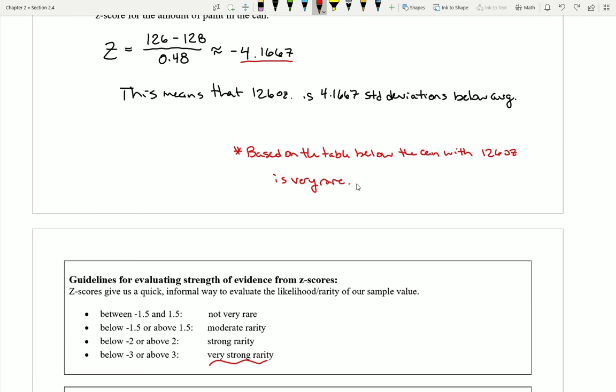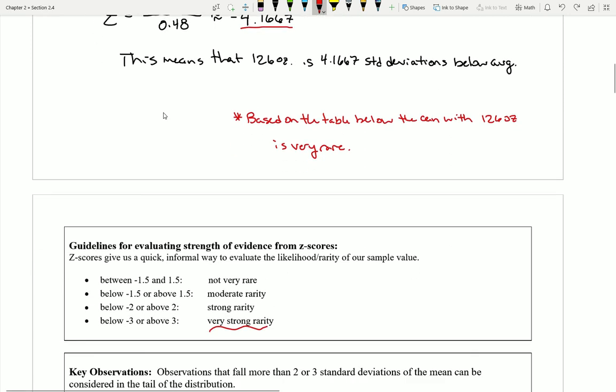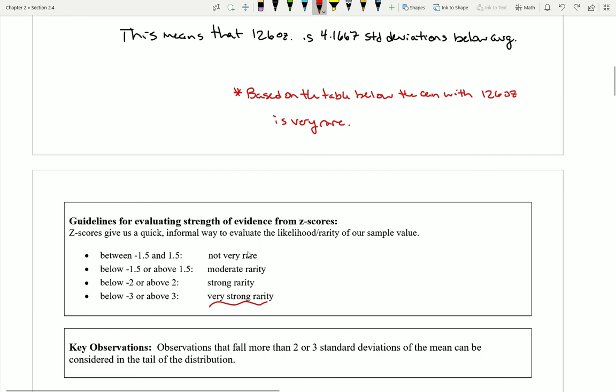It may seem like, oh, 126, that's so close to the average of 128. But apparently not, because it's only kind of standard to deviate about 0.48 ounces. So going 2 ounces away is actually a really big stretch. So I can use this to understand a little bit more about how I can use these scores to help measure rarity.